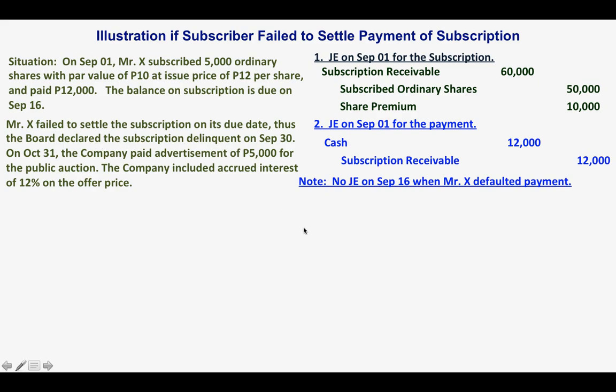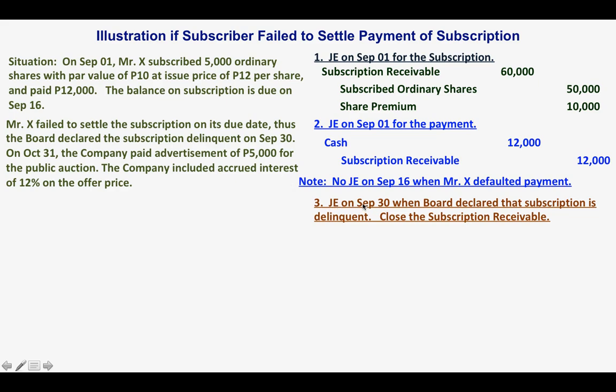So on September 30, when the board declared that the subscription is delinquent, we have to close the subscription receivable. Meaning whatever the balance of the subscription receivable, we have to close it. Based on our journal entries from 1 and 2, we have a debit of 60,000 and a credit of 12,000. So in effect, there was still a balance of 48,000 debit. Okay, so we have to close that.